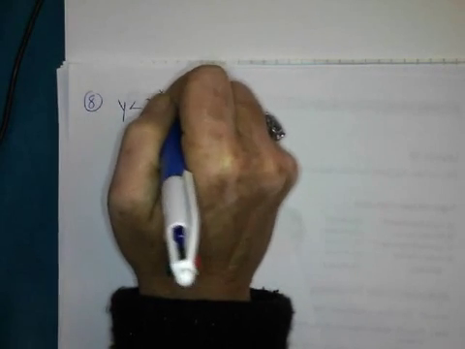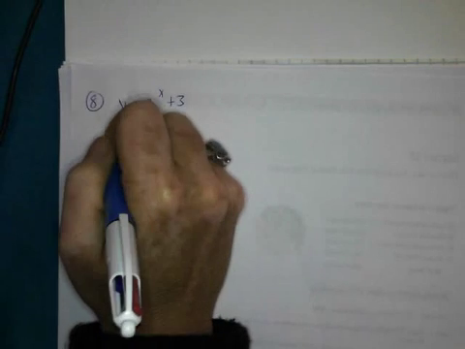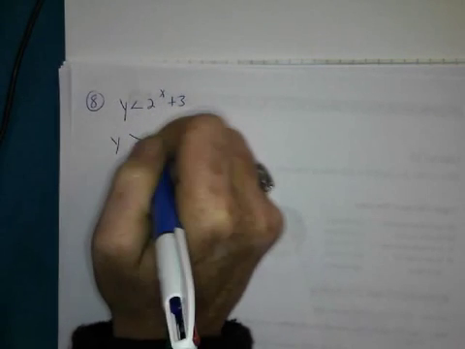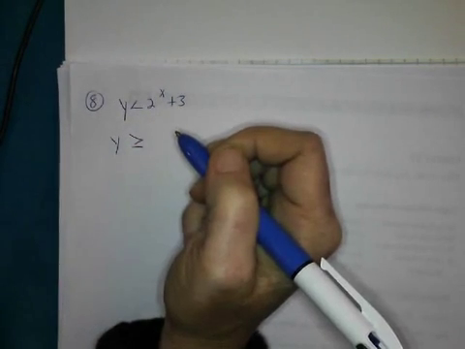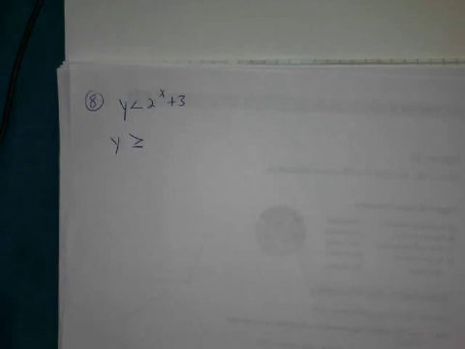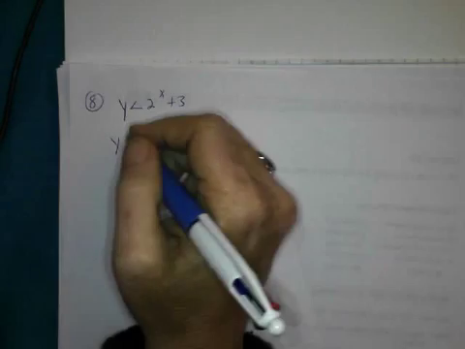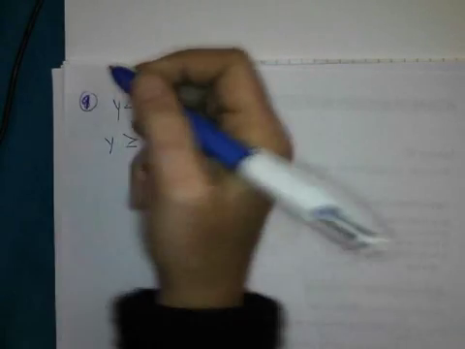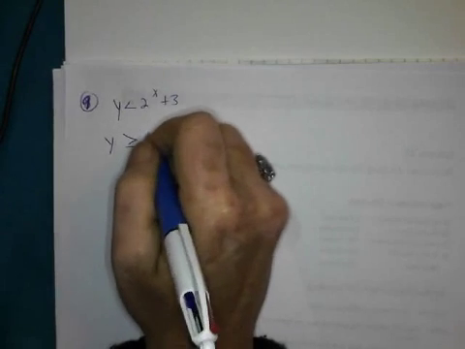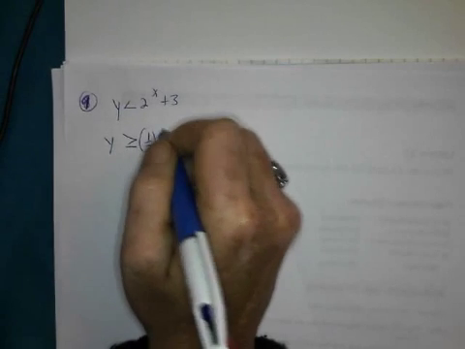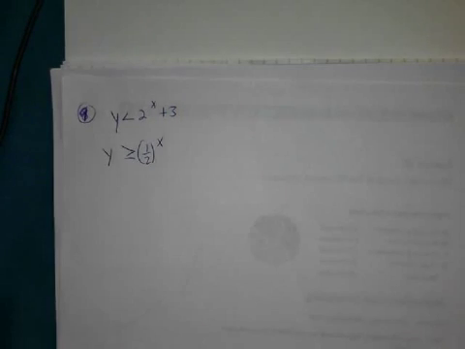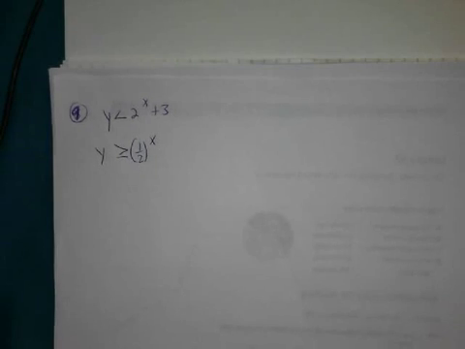y is less than 2 to the x plus 3. And then y is greater than or equal to, oh, that's number, you know what, we're going to do number 9. Let's do number 9. I just started writing down number 9, so I'm just going to go with it. Okay, there's number 9. These are 2 exponentials, and that's okay.